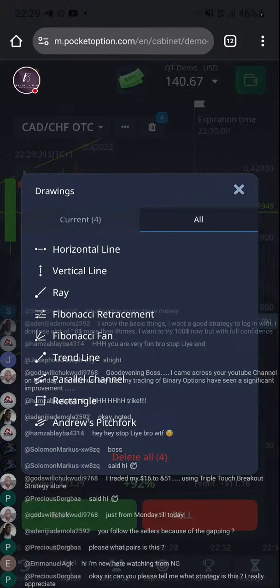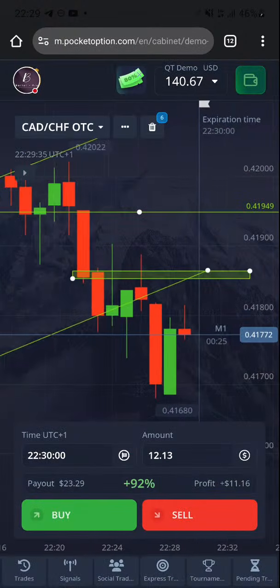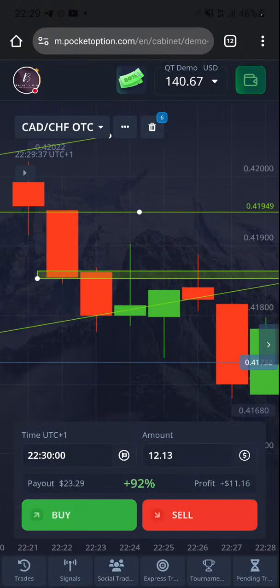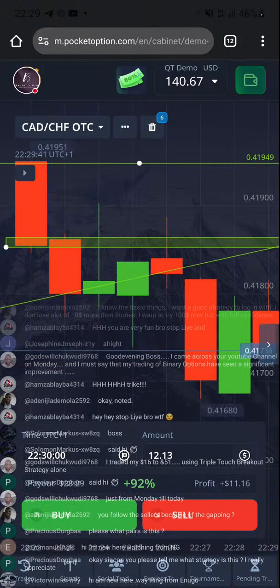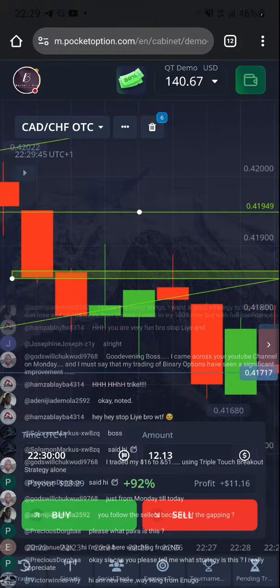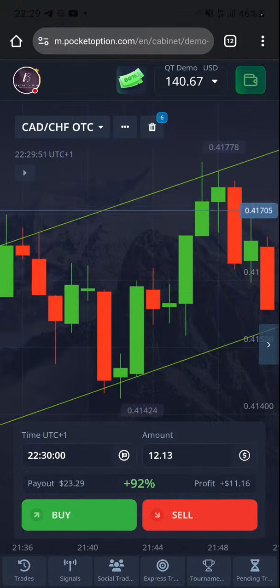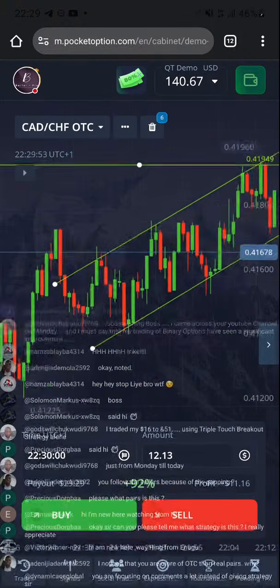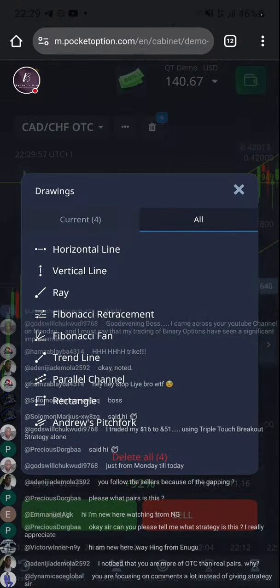Okay, sir, can you please tell me what strategy is this? This is not a strategy. If you're talking about this particular concept, everybody knows this. This is the last trade I took here. This is a price action strategy. Look at this. And when you see the market moving inside the price action like this, let me show you again.